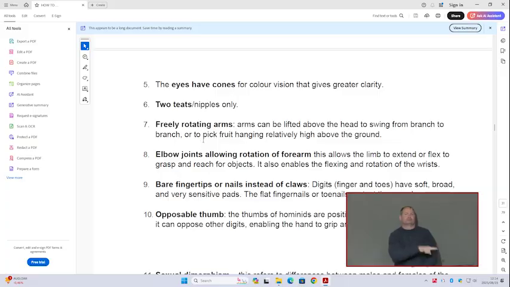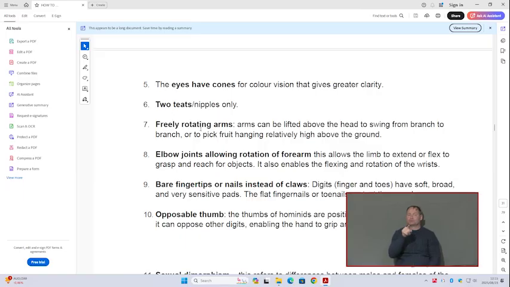So with us having freely rotating arms, it gives us an advantage for us to be able to swing from the branches and also to pick up the fruits that are hanging, and also to lift objects. Now, for this one, if you only write free arms or just rotating arms without writing freely rotating arms, your answer will be incorrect. It must be freely rotating arms.